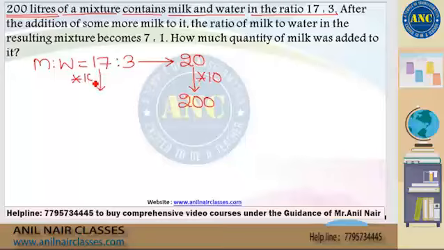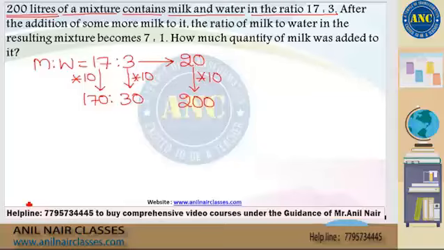17 also multiply by 10. It is 170. 3 also multiply by 10. 3 into 10 is 30. That means initially 170 liters of milk is present, and 30 liters of water is present. That is the meaning of it.